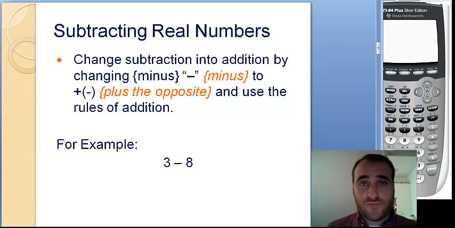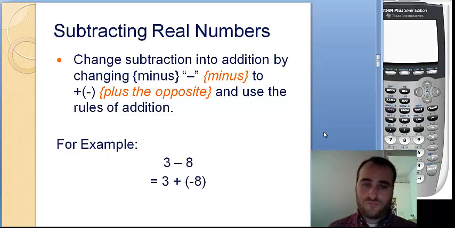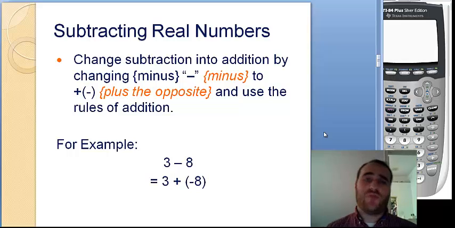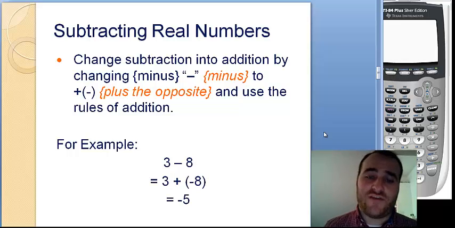For example, if we start off with 3 minus 8, we're going to take that minus and turn it into a plus. And then we're going to change the 8 from positive to negative. So now we have 3 plus negative 8. And our rules of addition tell us that this is negative 5.